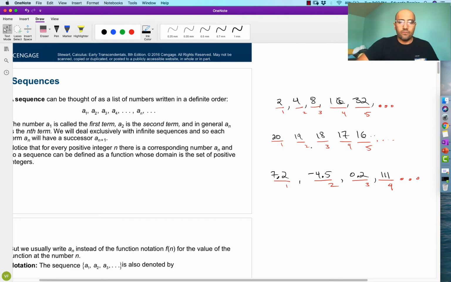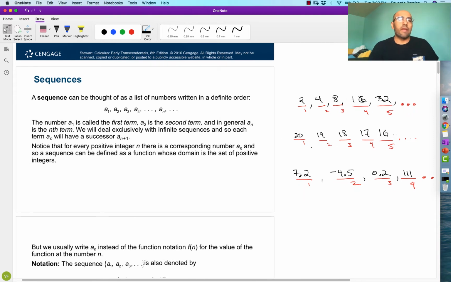Okay, so right here, the number a sub 1 is called the first term, a sub 2 the second term, and in general, a sub n is the nth term. We will deal exclusively with infinite sequences, such that each term a sub n will have a successor a sub n plus 1, right? So there's always going to be a next one.